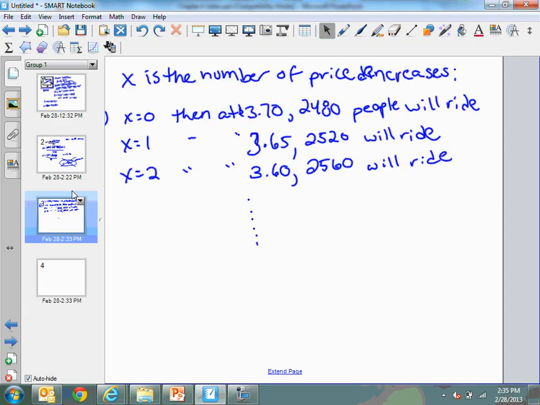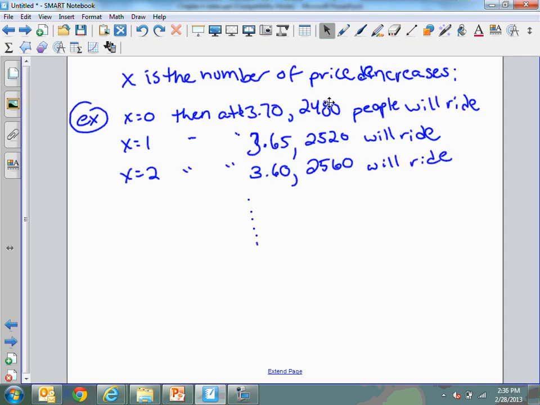So given this information, basically, if X is the number of price decreases, if X was 0, if the price stayed the same, then 2,480 people would ride. If we gave it one discount, so 5 cents off, it would be $365, 40 extra people would ride it, 2,520. If we give two discounts, so two 5-cent discounts would give us a total price of $360, and an extra 40 people would ride again, so it'd be 2,560.